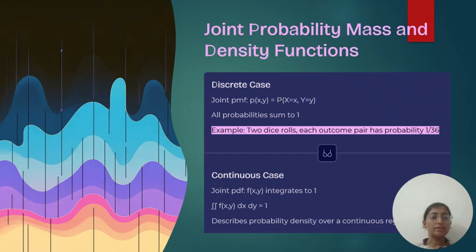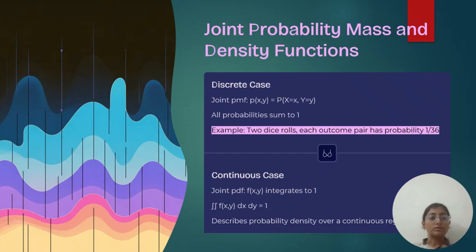Independence: X and Y are independent if P_X,Y of x, y equals P_X of x times P_Y of y for all x, y. The joint PMF makes it possible to compute conditional probabilities, such as the probability that X equals x given Y equals y, which is P of X equals x given Y equals y equals P_X,Y of x, y divided by P_Y of y.